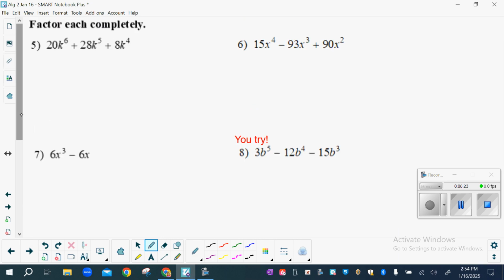Okay, so what's our greatest common factor on number 5? Some of you got it right away. 4k to the 4th, because there's a number that goes into all of these. So 2 would go in here, but we want the highest number. So 4k to the 4th. Tell me what's left when we factor out the 4k to the 4th.